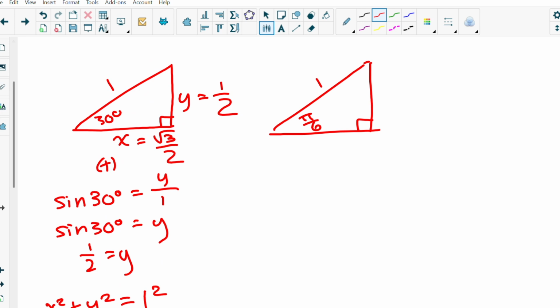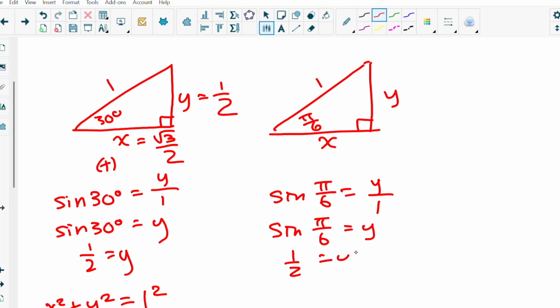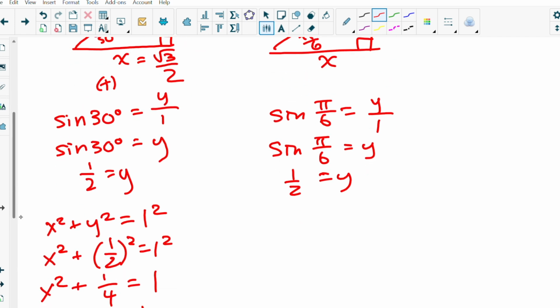Okay, and then if you do the same with radians, you can do the same sort of calculation in radians. Make sure you're in radian mode. So I'm going to go to radian mode. And I go sine of pi over 6 equals y over 1, opposite over hypotenuse. That's sine of pi over 6 equals y, and it's still 1/2. Make sure you're in radian mode when you do this. So sine of pi divided by 6, I get 1/2.